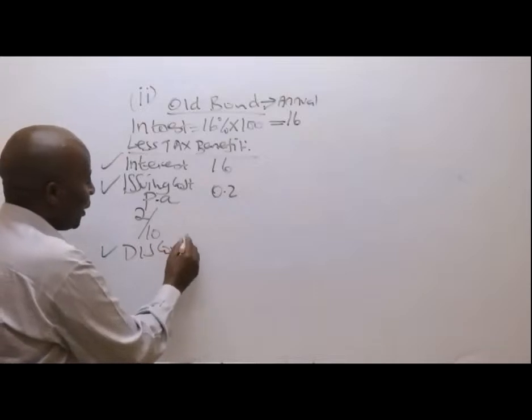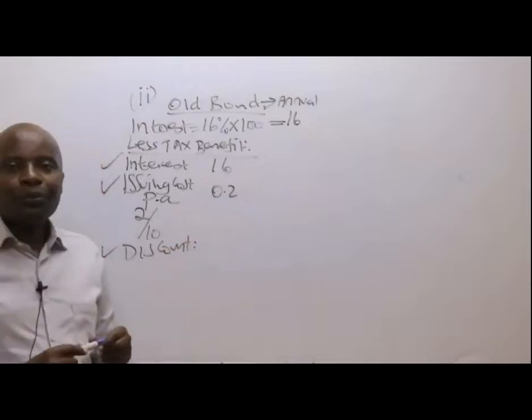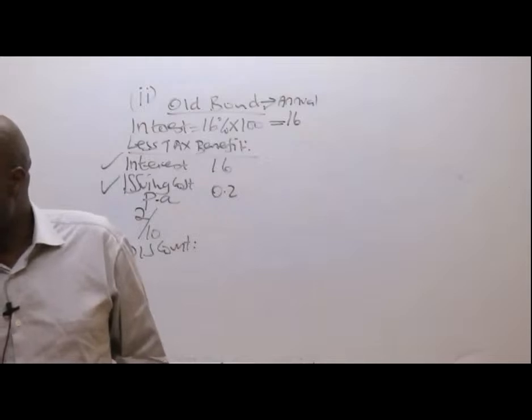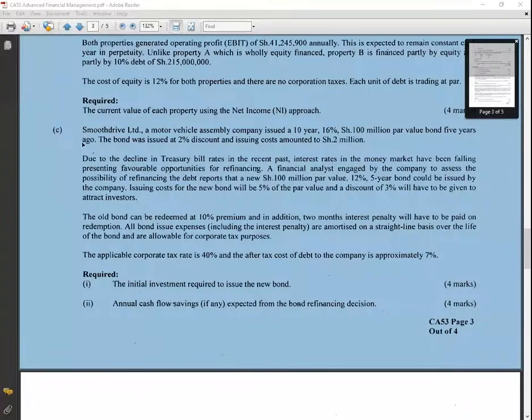So could you kindly give me the total discount first of all? Total discount from the question paper, the old bond is given here. You can see the total discount is 2%. So it will be 2% of the par value, that is 100. Which means, ladies and gentlemen, that the total discount will be 2 in terms of millions.